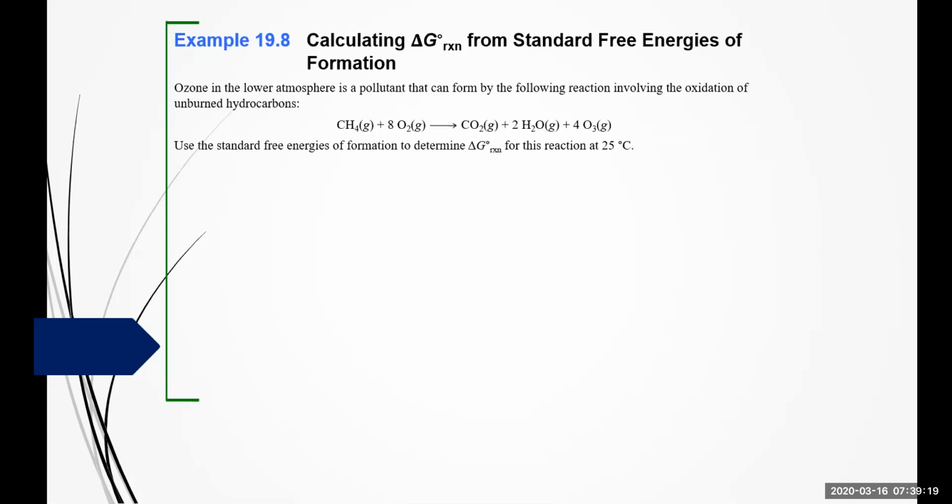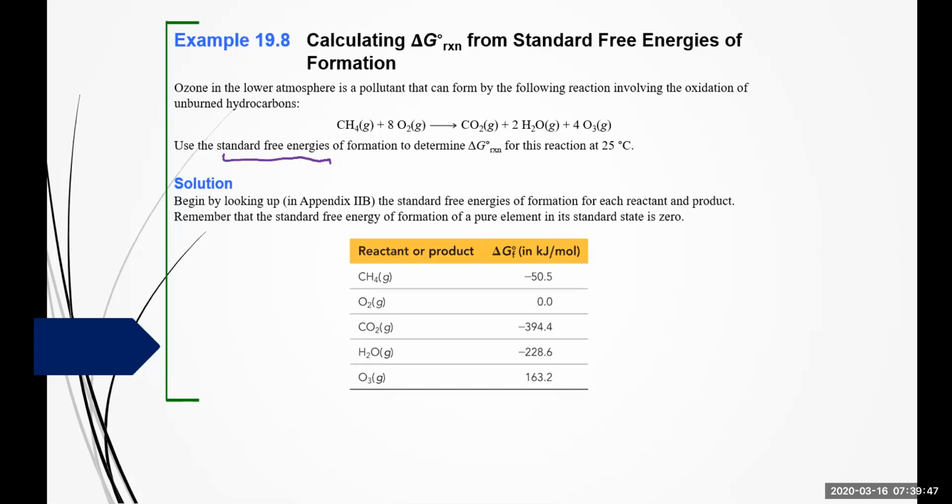So ozone is a pollutant in the lower atmosphere, right? That can form by the following reaction, with the oxidation of unburned hydrocarbons, right? And so they want us to use the standard values for this reaction. So this is a big hint that we're going to use our appendix, right? We're going to use some values in order to break that down. So we have in the back several delta G's.